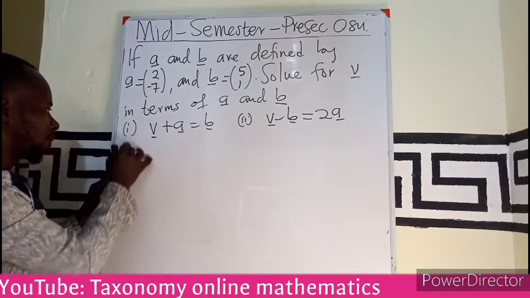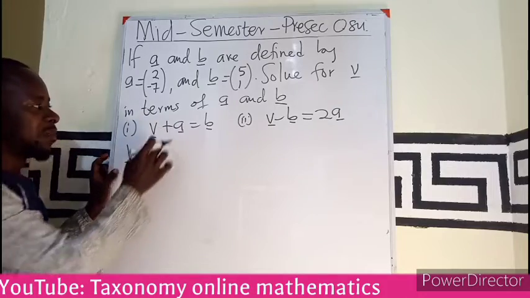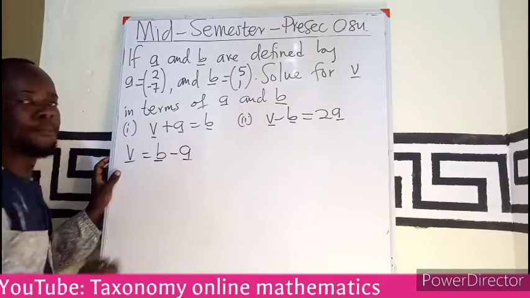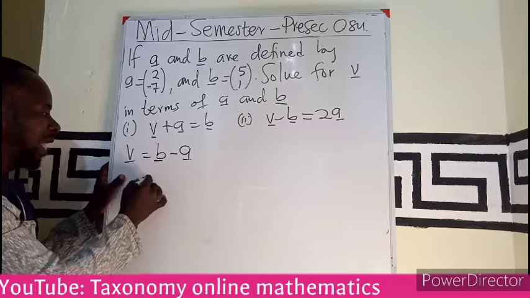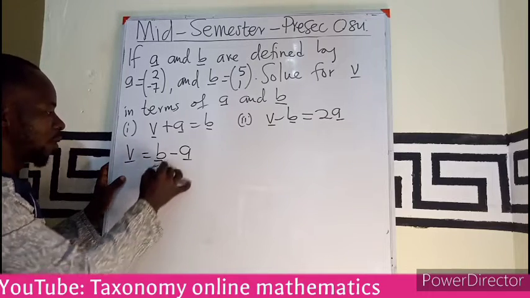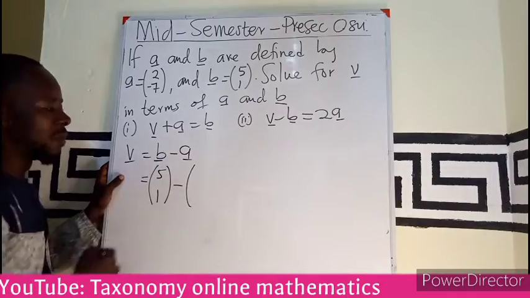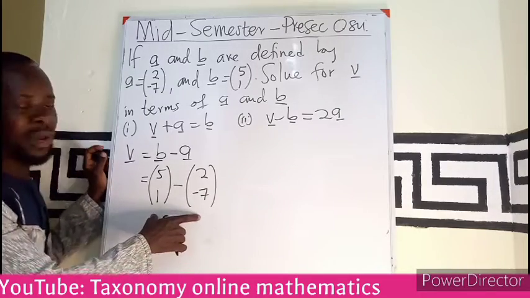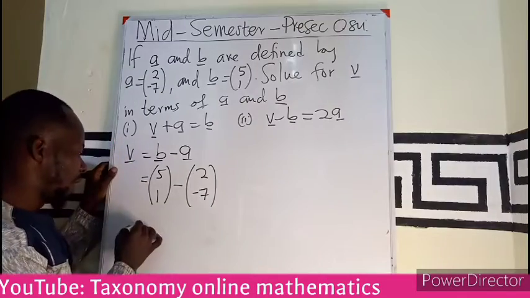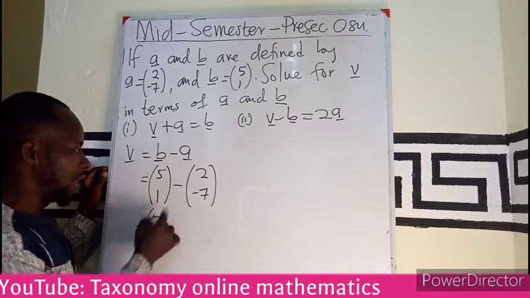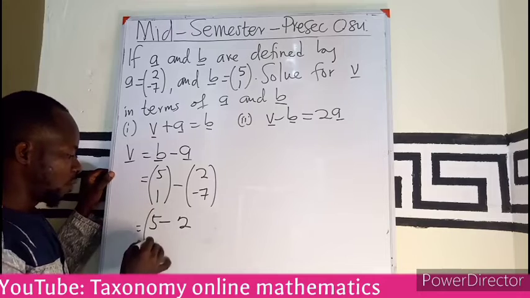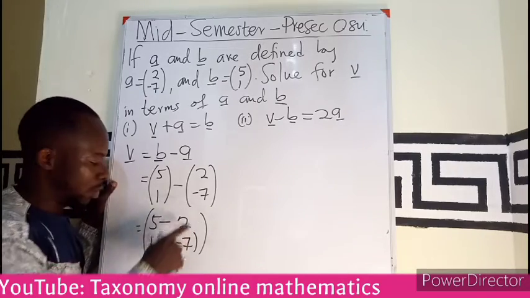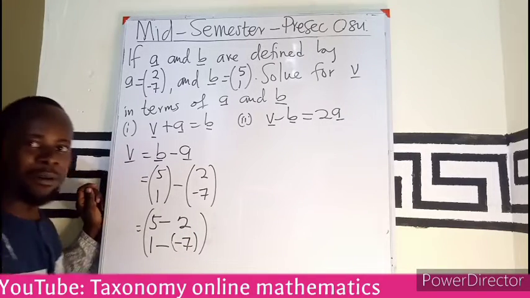Right away from here, we can make V the subject by subtracting vector A from both sides. So I'll be left with B minus A. I know what B stands for in terms of vector, and that is (5, 1), then minus that of A, and A is (2, -7). So this is a subtraction of a vector. We rewrite them in one bracket: 5 minus 2, then 1 minus negative 7. The 7 is already negative, so we maintain it negative. Then we perform this operation.